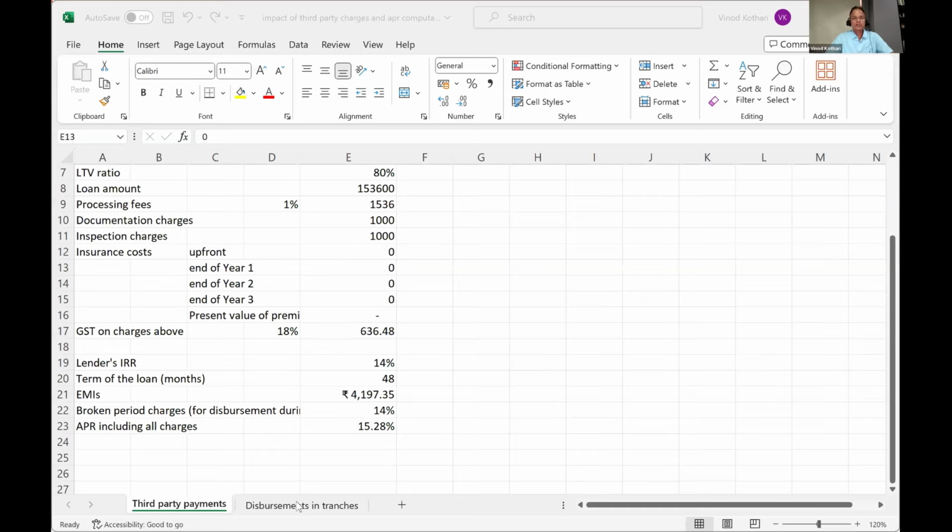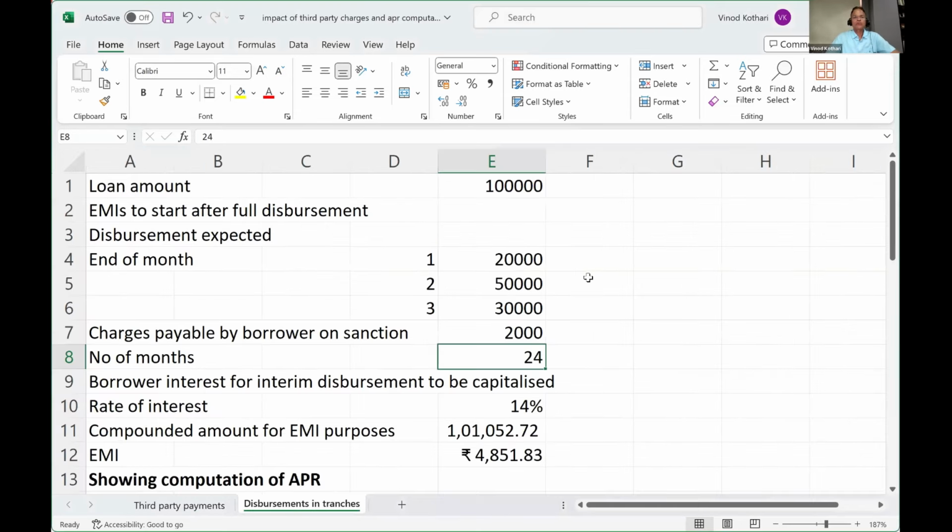So in the same computation which I was showing earlier, disbursement made in tranches, for example, let's say a loan amount of 1 lakh. Disbursements happen in 3 tranches, 20,000, 50,000, 30,000, at the end of the first month, second month, third. Here I'm assuming that I know when the disbursement will happen.